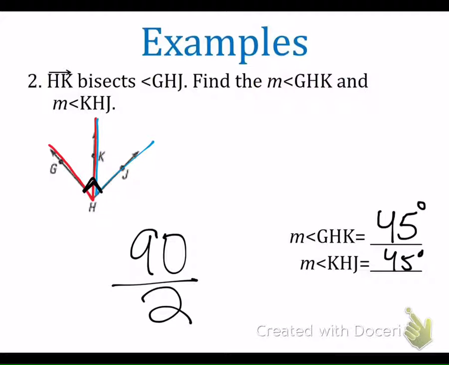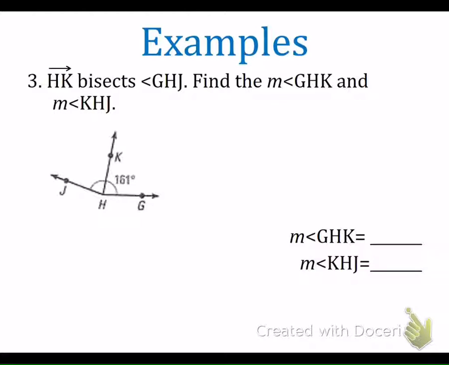And what are your questions? All right, here's number 3. Once again, just looking at the diagram, I haven't even read the question. I see this. That means the whole thing is 161. The directions say that ray HK bisects angle GHJ. So angle GHJ, the whole big angle.